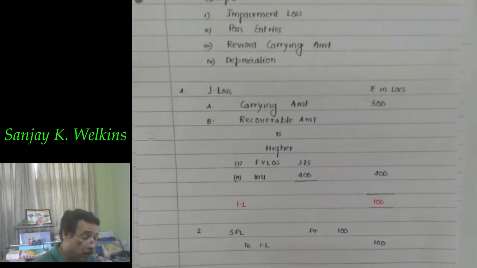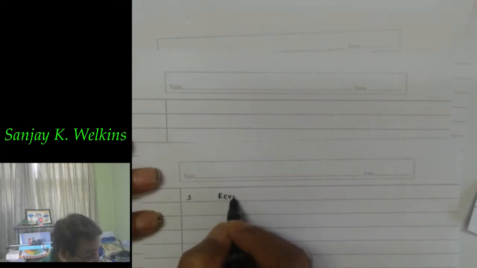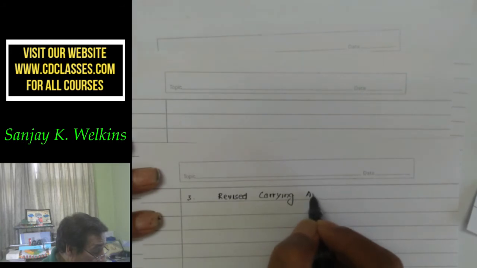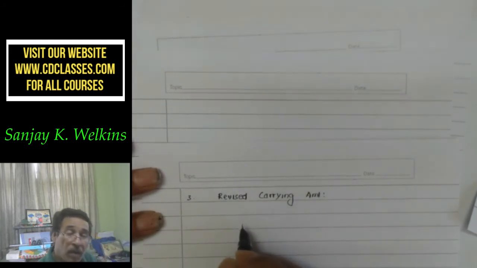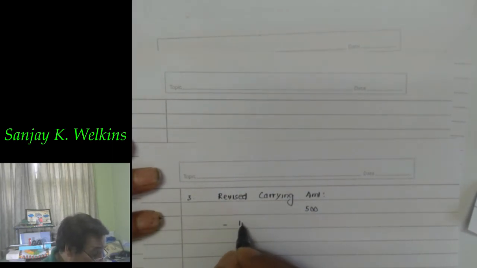The question has also asked to show the revised carrying amount. This is the third demand of the question. Your carrying amount was 500 as per the balance sheet. Now you will reflect impairment loss of 100, so your revised carrying amount will be 400.